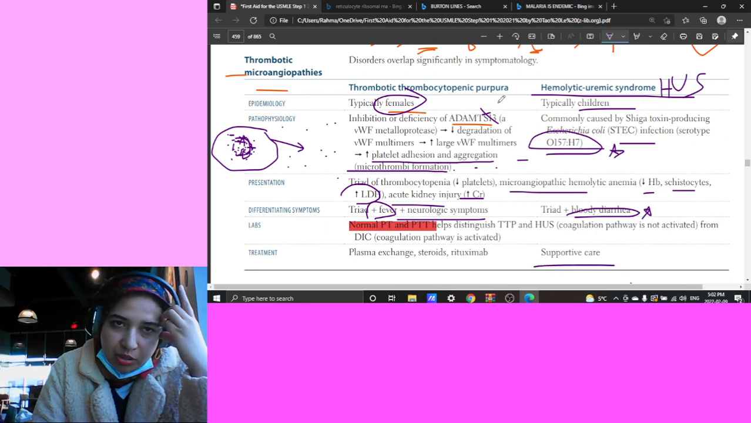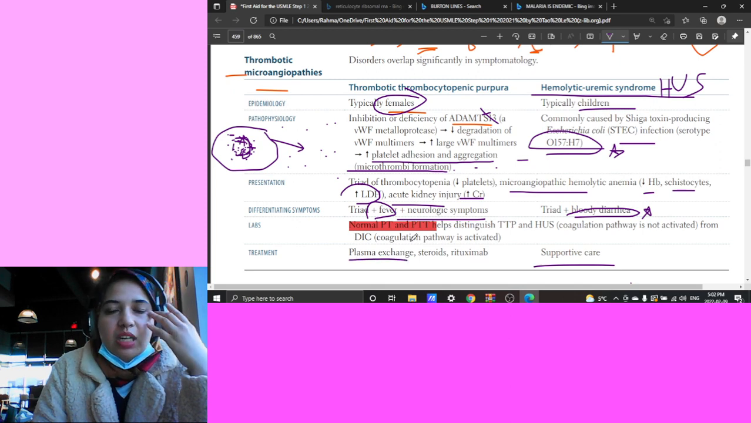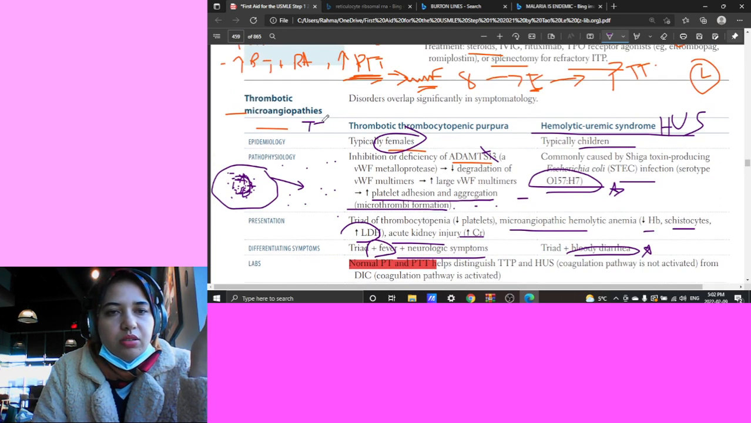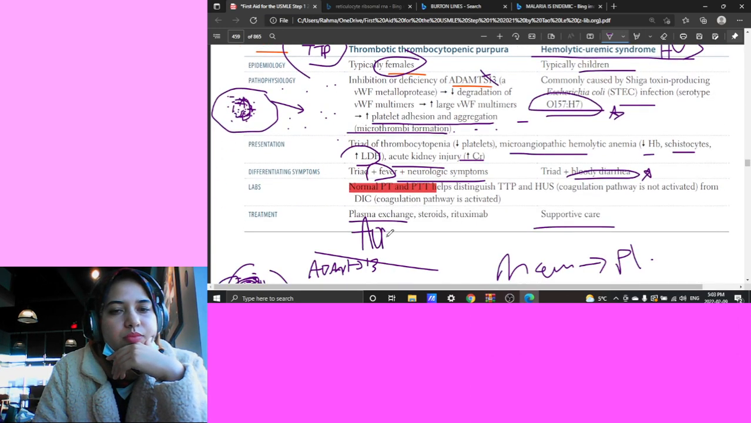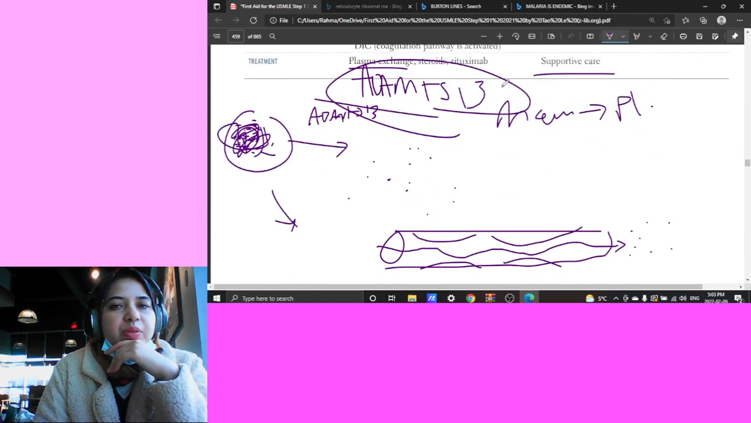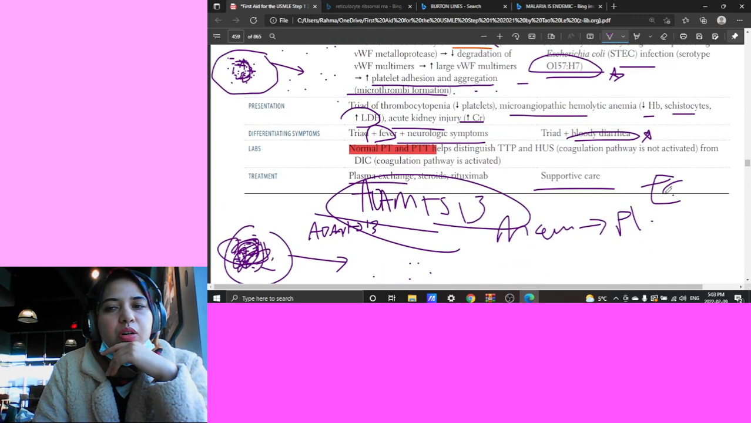This one is supportive care. The treatment for TTP is plasma exchange. TTP is an emergency, so don't forget that. ADAMTS13 metalloprotease deficiency is what's causing this. This one is E. coli.